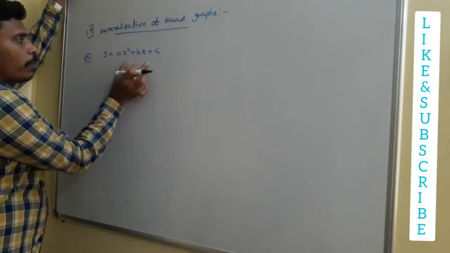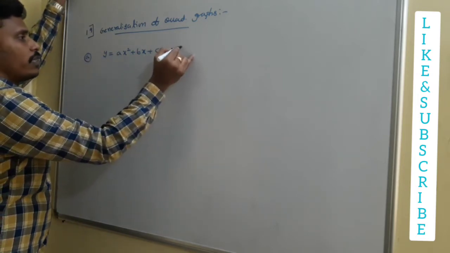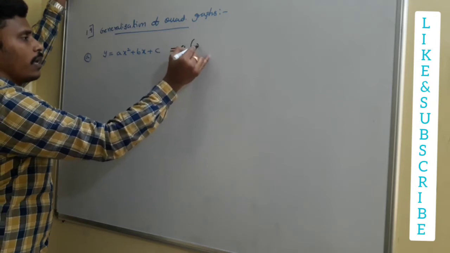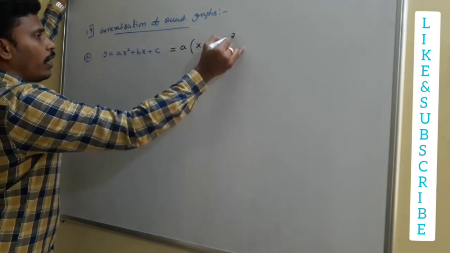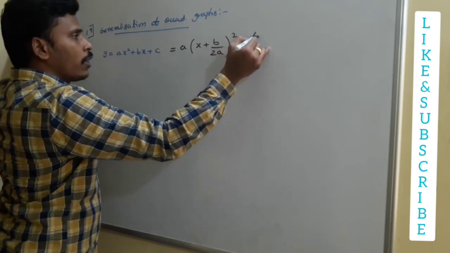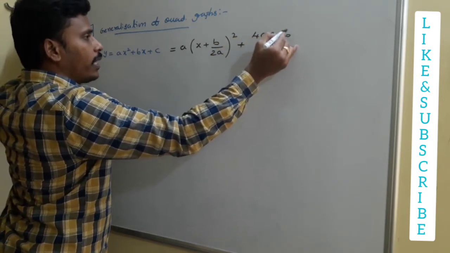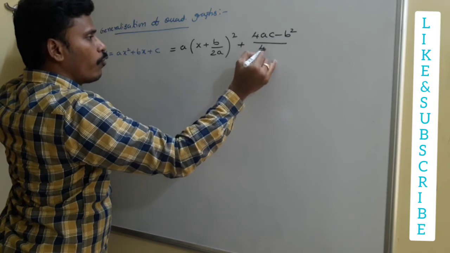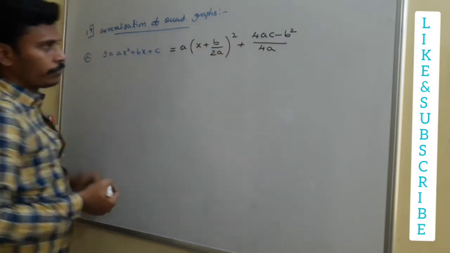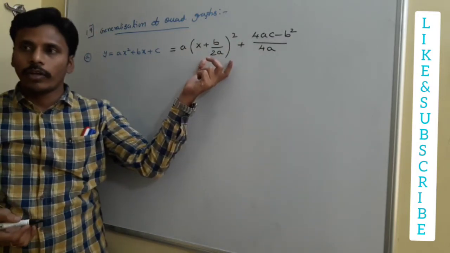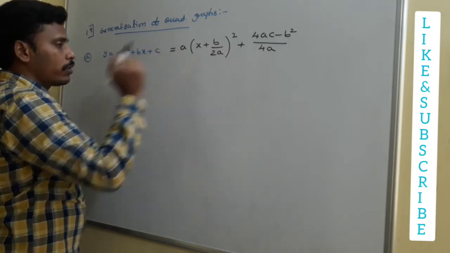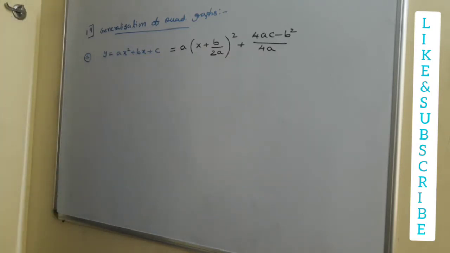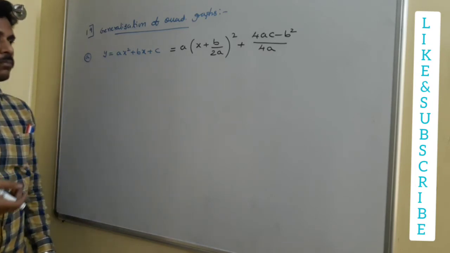See, the generalized perfect square form for this ax² + bx + c is a times (x + b/2a) whole square plus (4ac − b²)/4a. Observe it. See, these two are the same. You will get this a(x + b/2a)² + (4ac − b²)/4a. Okay.